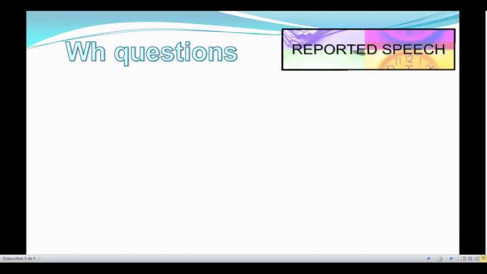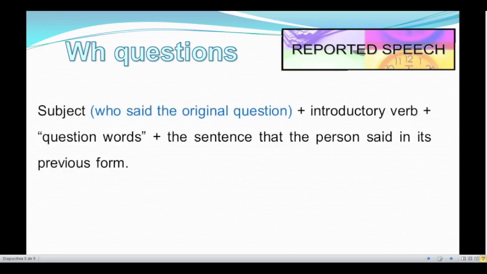Now let's check the structure. Here we will have to use subject, who said the original question, plus an introductory verb, then the question words, and finally the sentence that the person said in its previous form.